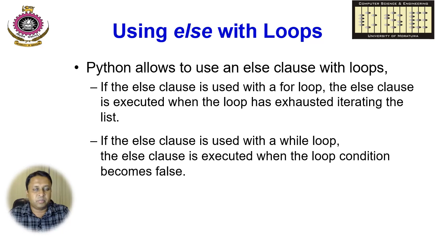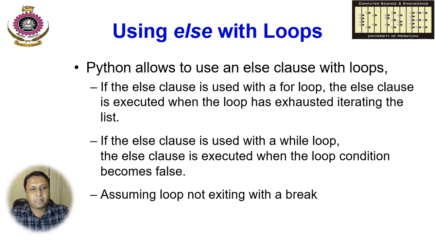So it is operating based on a condition. While loop, we have seen that, and when that condition becomes false, the execution has to come out of the while loop, and in that position, it will execute the else clause. And this is assuming the loop is not abruptly exiting with a break. So I am introducing this here, but we will have more information about the break later on.